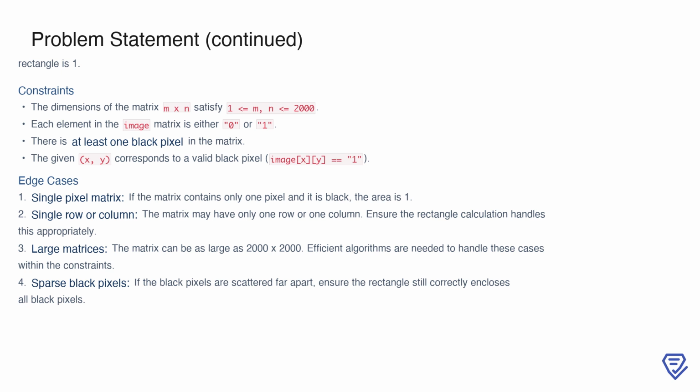This problem also has a few constraints and edge cases to consider. For instance, the matrix can be as large as 2000 by 2000, so any solution must be efficient. Additionally, we need to handle cases like single pixel matrices or sparse black pixels where the rectangle spans a wide area. Keeping these considerations in mind will ensure our solution works for all valid inputs.